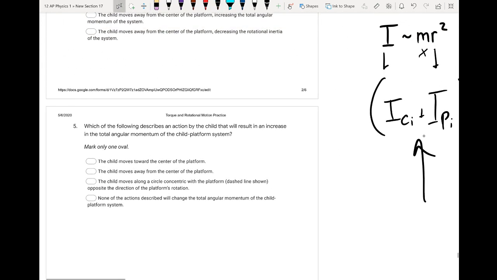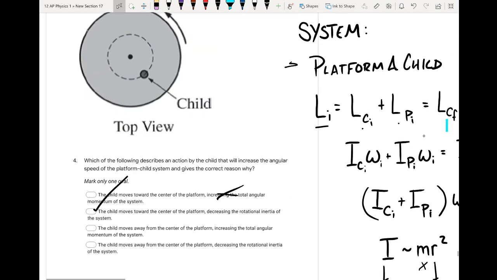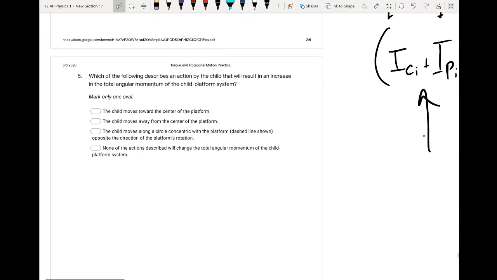Then, which of the following describes an action by the child that will result in an increase in the total angular momentum? We already said that the platform and the child is a closed system. Within a system, if there are no outside torques, then the angular momentum is going to be conserved. If the child moves towards the center, that won't change the angular momentum. Moving away, that won't change it. Child moves along a circle, that won't change it, because none of these have an outside torque acting on our system. We do have torques acting on our system, but they're torques that are already inside of our system.